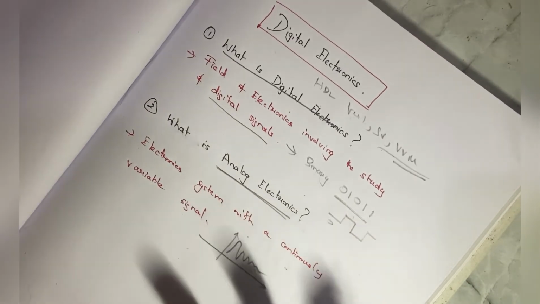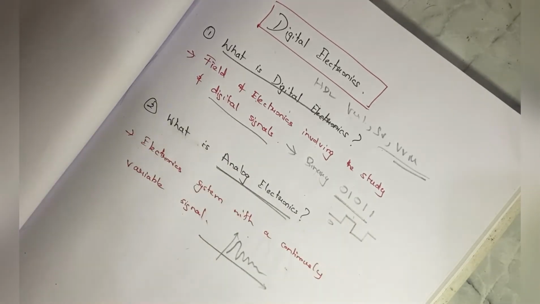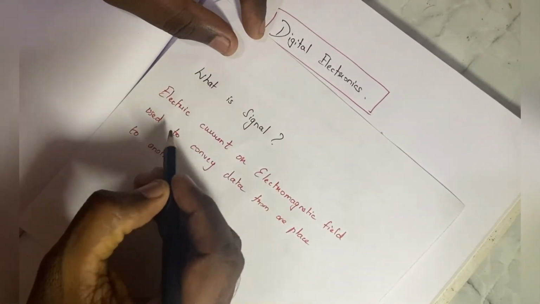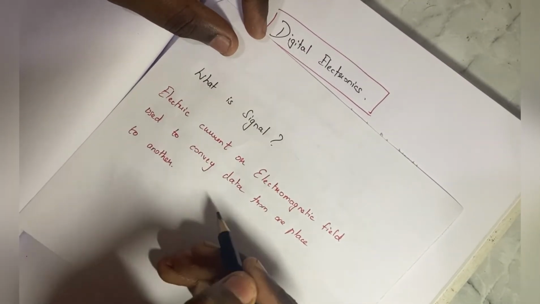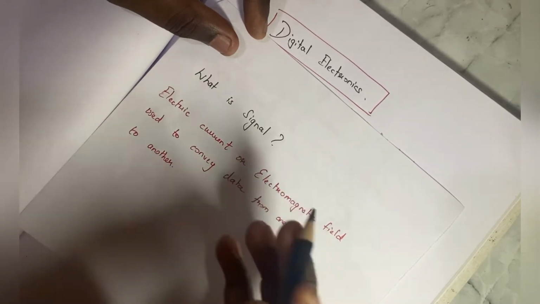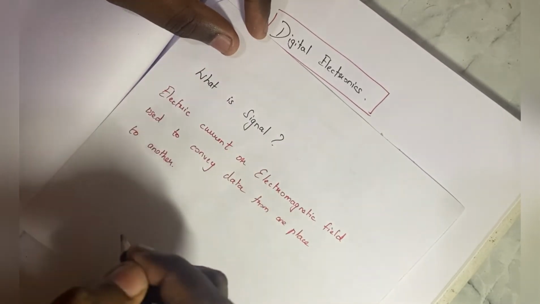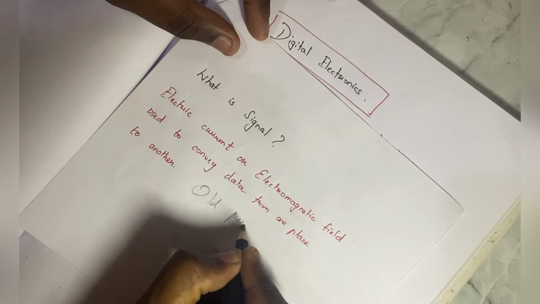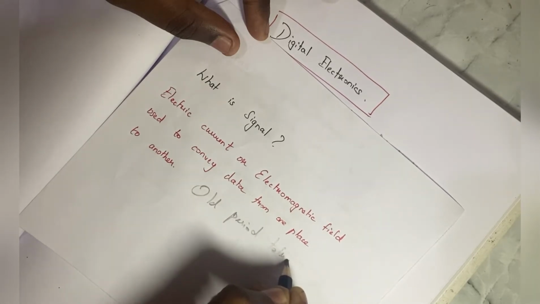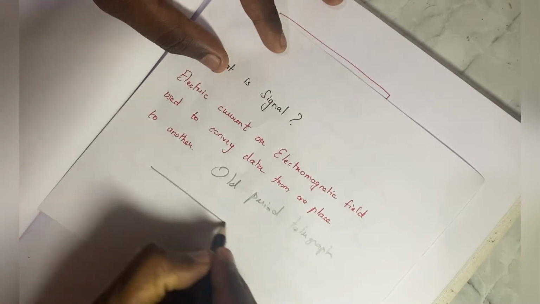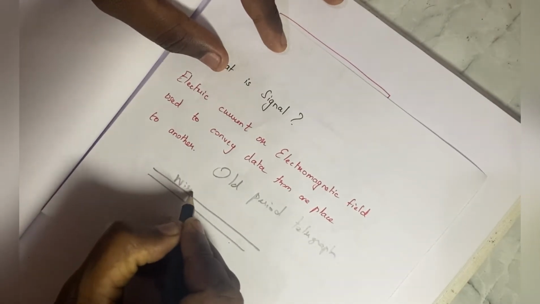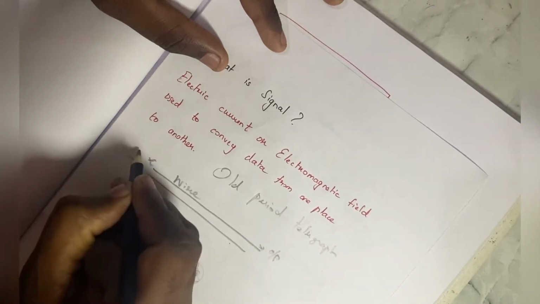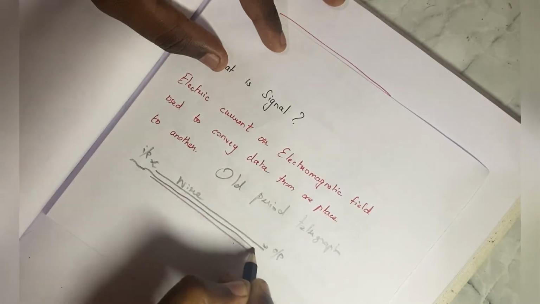Okay, what about the signal? So what is a signal actually? Let's take an answer. A signal is an electric current or magnetic field used to convey data from one place to another. We can take an example for that. Like in the old period, we used a telegram, like our telegraph. It consists of wire. One signal reaches and another signal is the output, and this is the input. So it is used to convey a message.